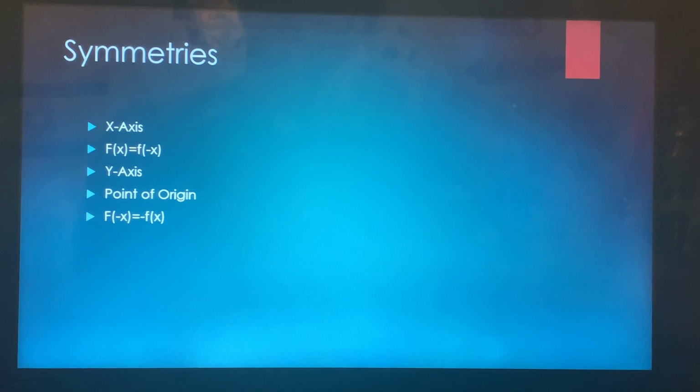Now, y-axis symmetry, f of x equals f of negative x. That means that if you put in 1, you're going to get the same y values if you put in x as negative 1. And f of negative x equals negative f of x. That means that if you put in negative 1, you're going to get the same thing as if you put in 1 and then just took a negative of that y. You're going to get the same y value.